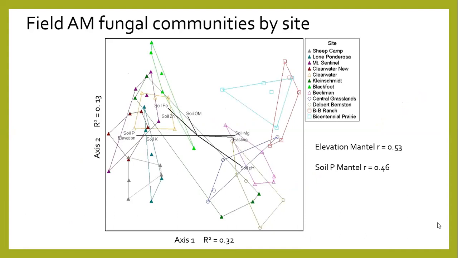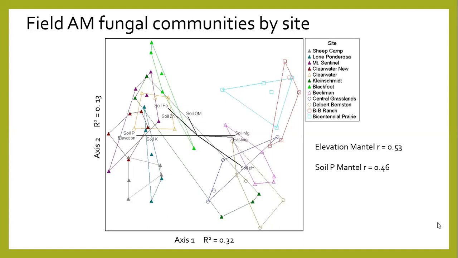Okay, and then I used non-metric multidimensional scaling to visualize differences in AM fungal communities by site in the field. So in this ordination, each point is an AM fungal community associated with a single plant's roots. And here I'm showing 5 plants per site. So the closer the 2 points together are, the more similar their AM fungal communities are.